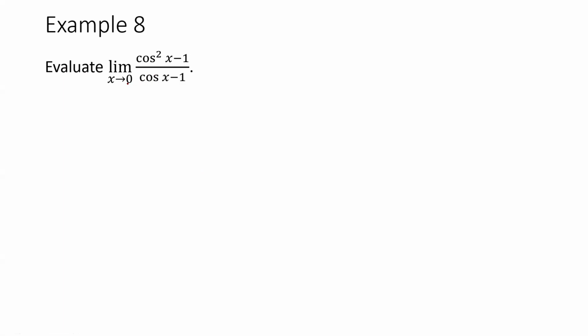Think of it this way: we want to be able to evaluate it at x equals 0, and the problem is that right now I'm getting 0 in the denominator, right? Because cosine of 0 is 1, right? So if I just plug in 0 here, I get 1 minus 1 is 0 in the denominator.